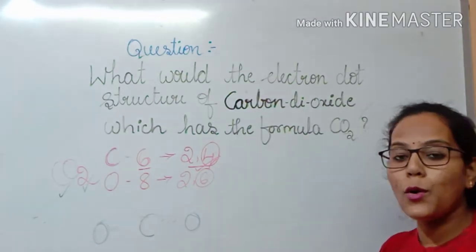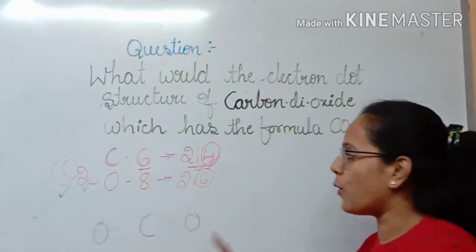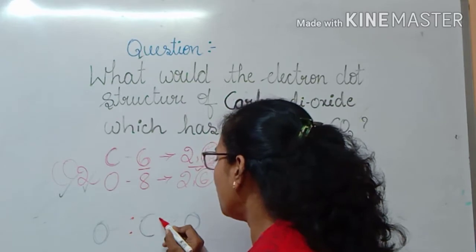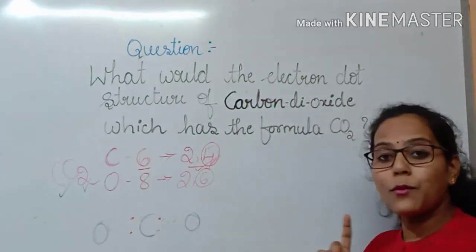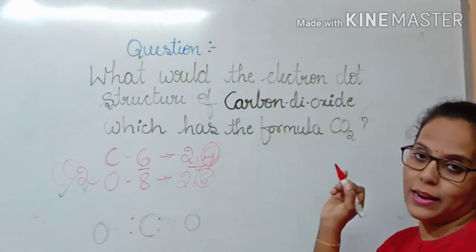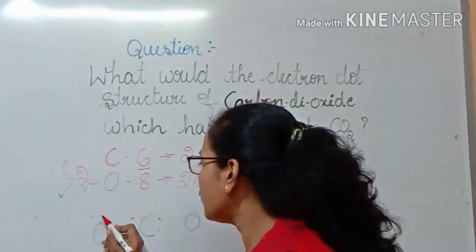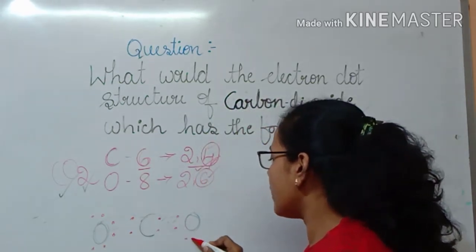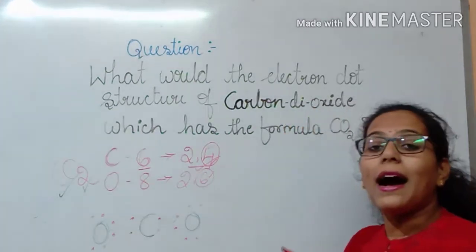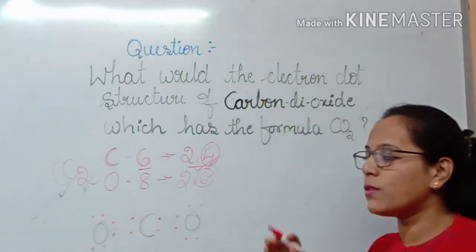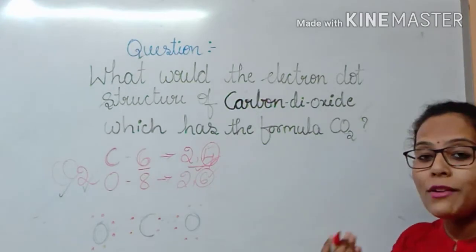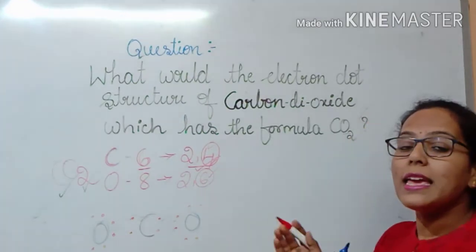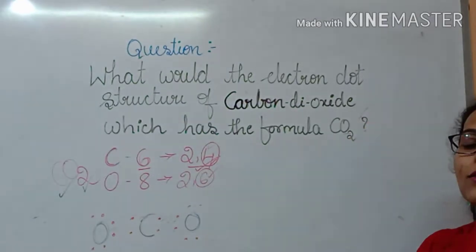Next, we have to write the number of valence electrons. What is the number of valence electrons for carbon? It is 4. Correct? So I will write 1, 2, 3, 4 for the carbon. Then what about oxygen? It is having 6 valence electrons, right? So I will write 1, 2, 3, 4, 5, 6. Here for the other oxygen also 1, 2, 3, 4, 5, 6. Now I have completed writing the valence electrons on the particular atoms. Now what do we have to look for? The next thing is that each atom should obtain the noble gas configuration.